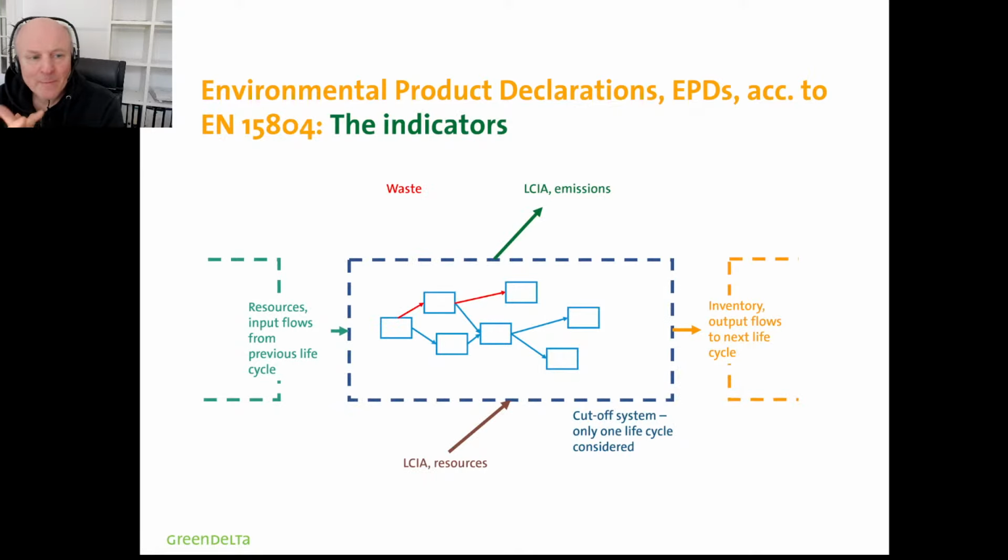Now, a bit into these indicators. It's not always easy to get an overview there, and therefore I try to make a picture to illustrate this a bit. So the basic idea is here in the middle. This blue dotted line that you maybe see is that according to EN15804, you make a life cycle model, but only consider one life cycle.